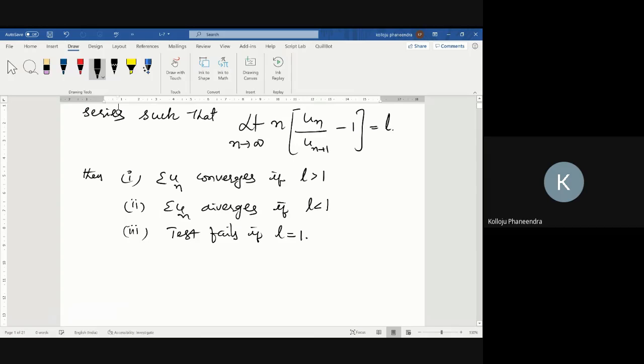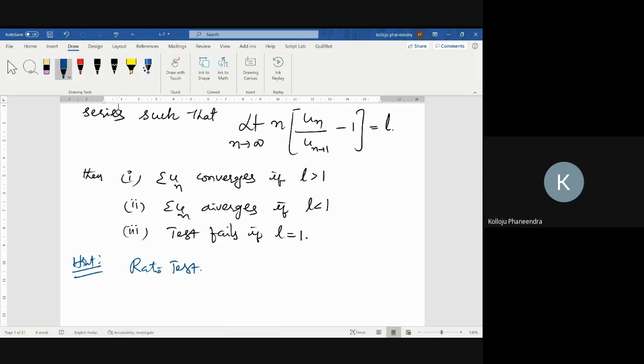And here, see how to remember this. Just a hint on how to remember this statement. What is the ratio test? When the ratio test fails, then you go for Raabe's test. When L equal to 1, the ratio test fails. Then one can apply the limit comparison test there. If the limit comparison also fails, then you go for Raabe's test.